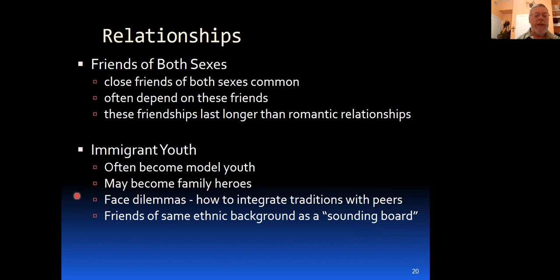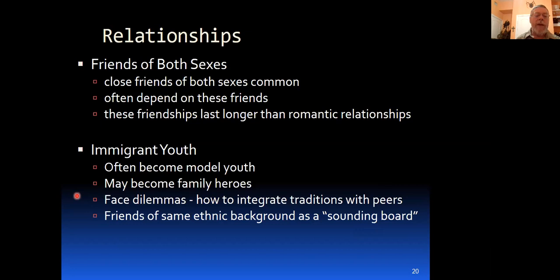When it comes to relationships, immigrant youth often end up being sort of model youth. You know, their family may tell them, we didn't come here for nothing. You have to make something of yourself, and you have to present a positive picture of our cultural group to others because you represent us. In addition, immigrant youth may have stresses on them, as they may sort of be family heroes. That adolescent may be the only one in the family proficient in English, so whenever something needs to be done involving speaking English, they're called upon to take care of it. So often they have a lot of responsibility on their shoulders.